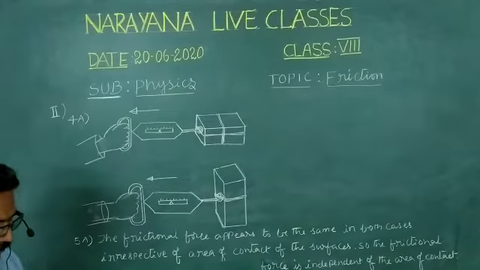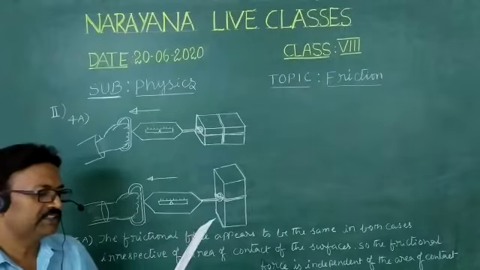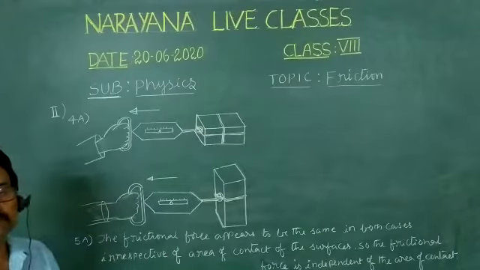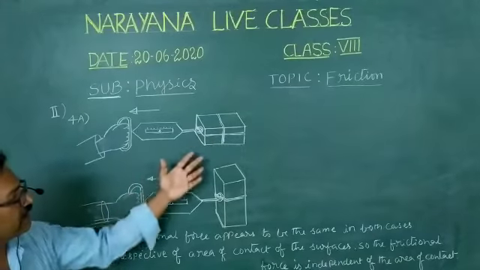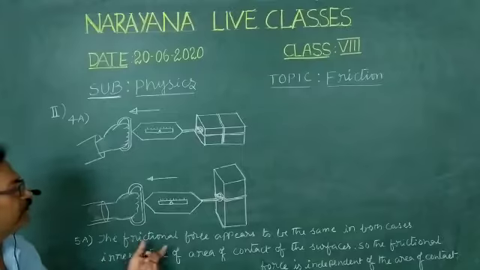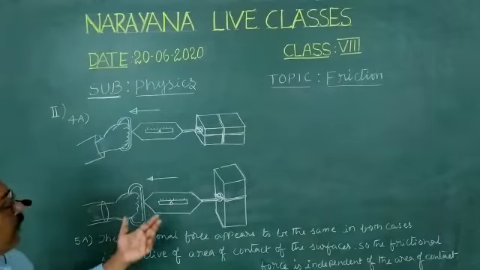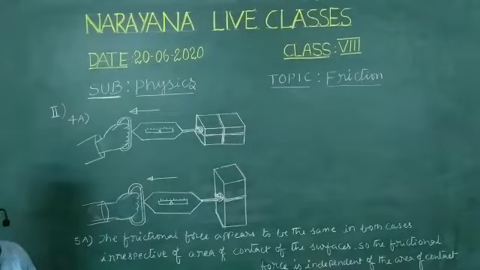Next one is the fifth question, how does the frictional force vary with a change in the area of contact in the case of a brick? So this question is related to the fourth question. Already I have explained that the frictional force appears to be the same in both cases. Why? Because it is independent of the area of contact.